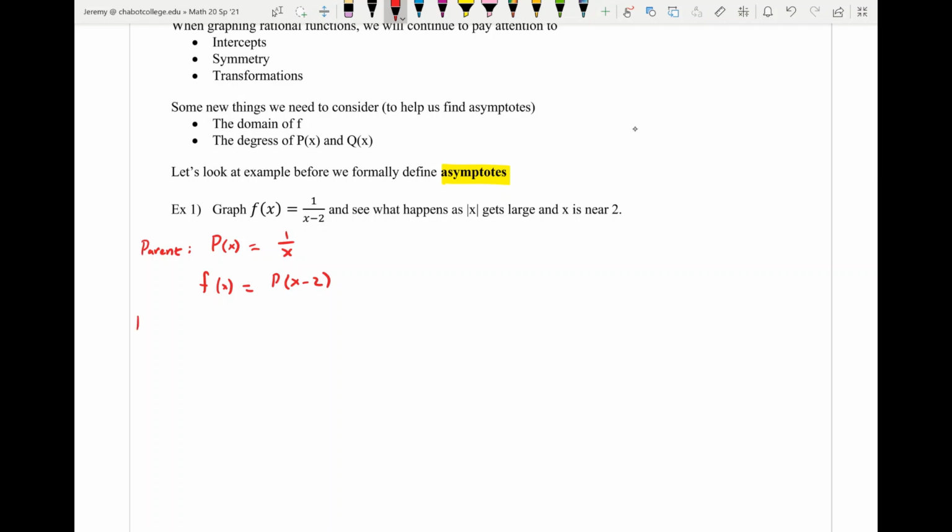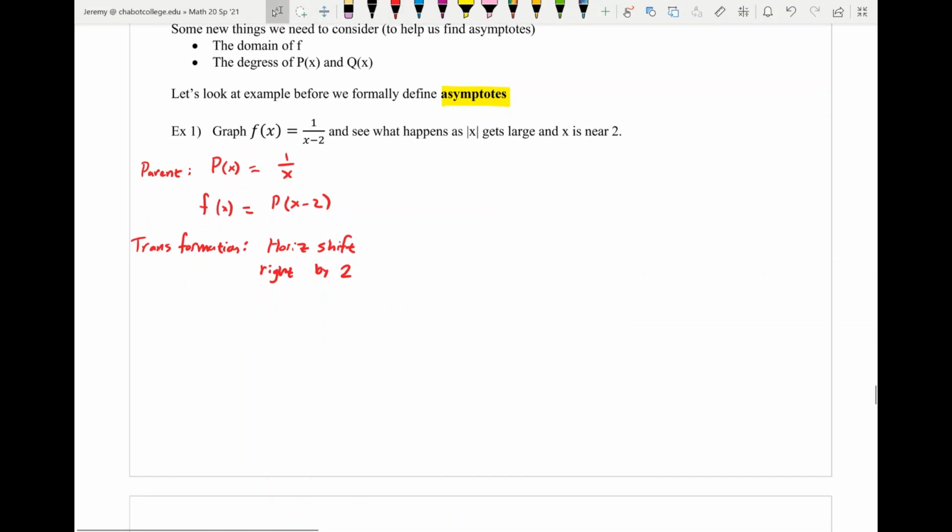So the transformation here, the transformation from the parent function to get to the graph of f, is we just shift the parent function graph 2 units to the right. So this is a horizontal shift to the right by 2. Okay, so we can get this from the parent function.